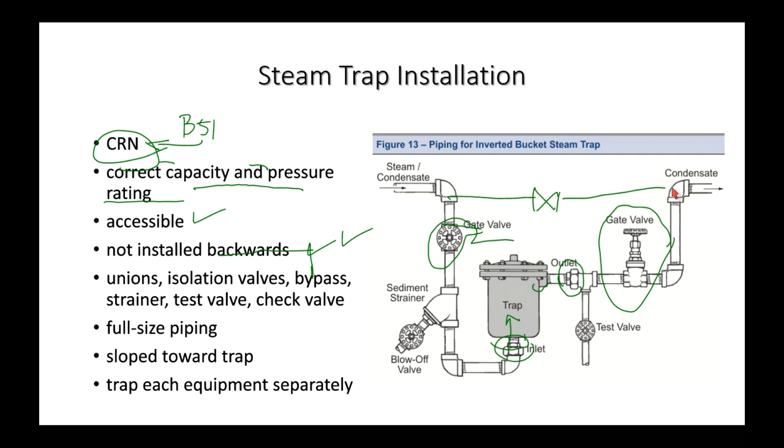And by the way, this is another good example of how a trap bypass can come in really handy, because while the trap is out of service, I can crack open the trap bypass and deal with the condensate in that way, so no condensate backs up.